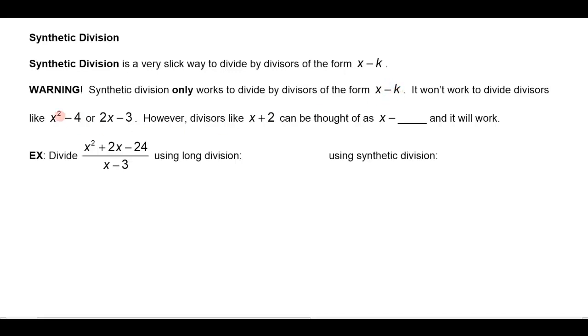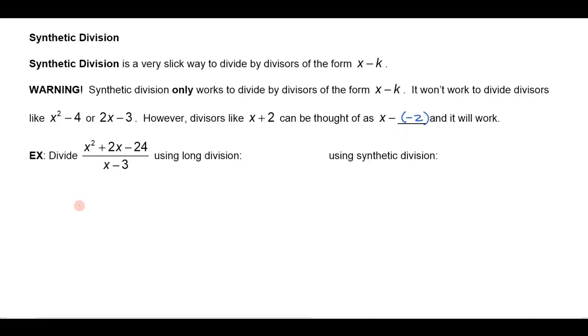It won't work to divide by something like x squared minus a number, or even 2 times x minus a number. You can, however, make it work for divisors like x plus a number. For example, x plus 2, you could think of that as x minus a negative 2. So in this case, your k value would be negative 2. So let's do an example and show how it works.